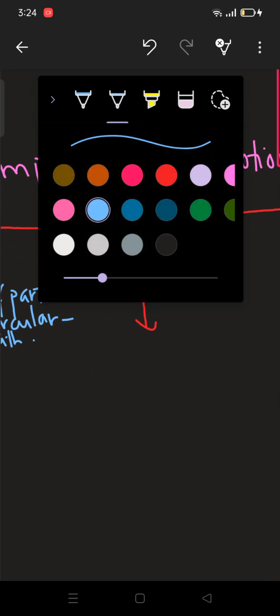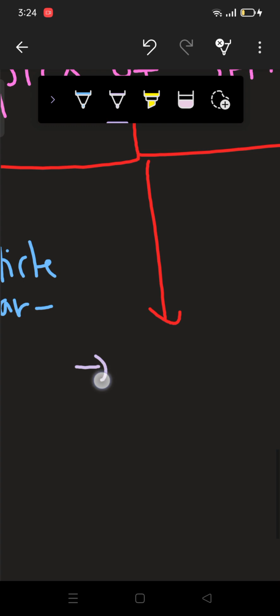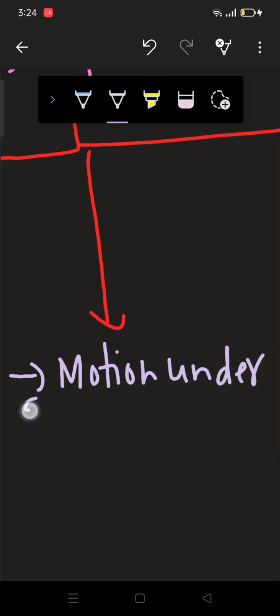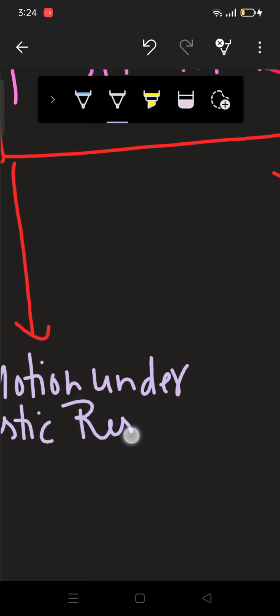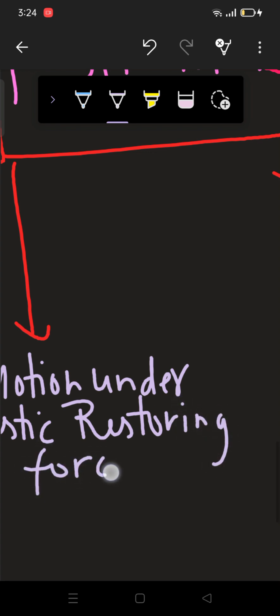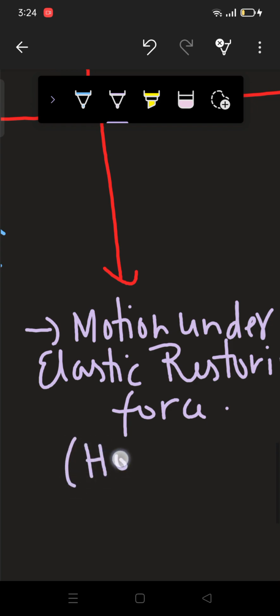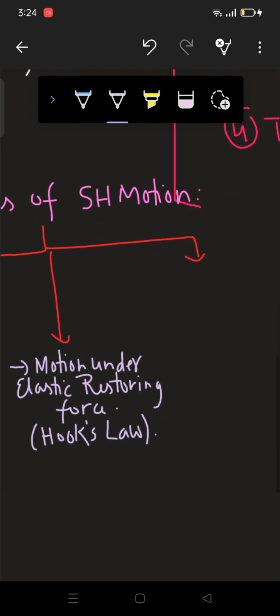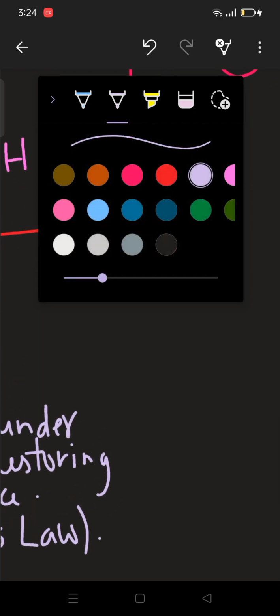The second example we'll discuss is motion under elastic restoring force, or you can say Hooke's law. Here we're going to discuss the mass spring system. The third, the last but not the least, is the simple pendulum.